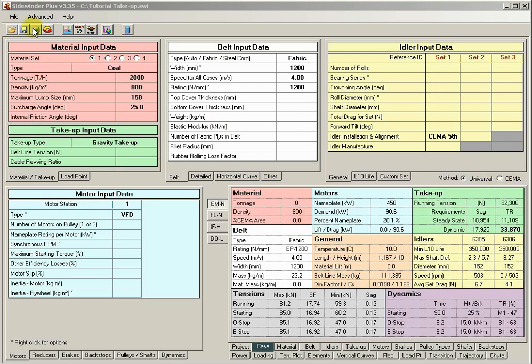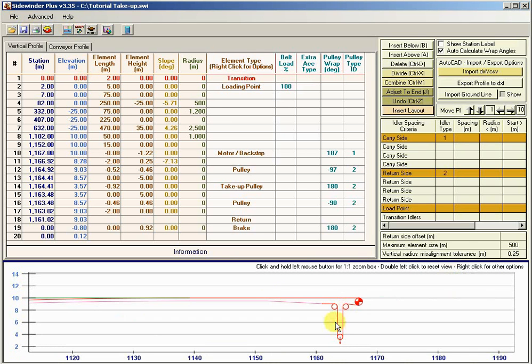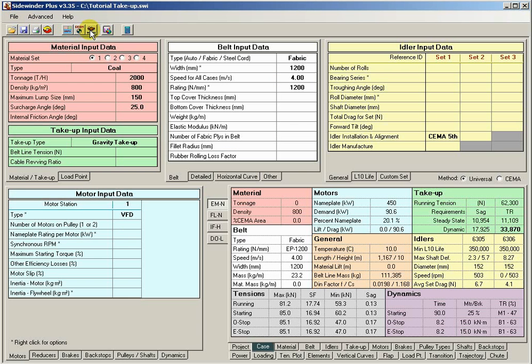So I've opened up the same tutorial that we've been working with, this decline-incline conveyor. Again, we just have a single drive with the take-up system at the head. And when I go ahead and run this conveyor, we can see that Sidewinder has selected a take-up tension of 62.3 kilonewtons. Now, essentially Sidewinder looks at two different things.